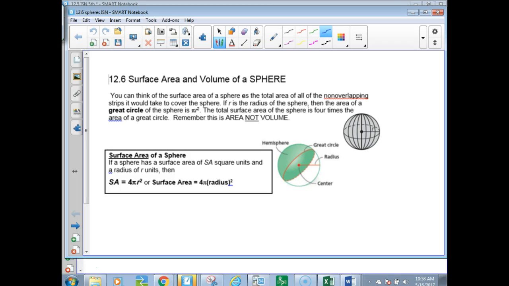Okay, you can think of the surface area of a sphere as the total area of the non-overlapping strips to make the cover of a sphere. So when they make a baseball, you notice how it's cut really strangely? It's sort of like this, actually. Two strips like that cover a baseball. Anyway, they have to figure out a way to make a cover for it, and you can do it also with strips. And surface area is just what it has to do with the outside of the figure.